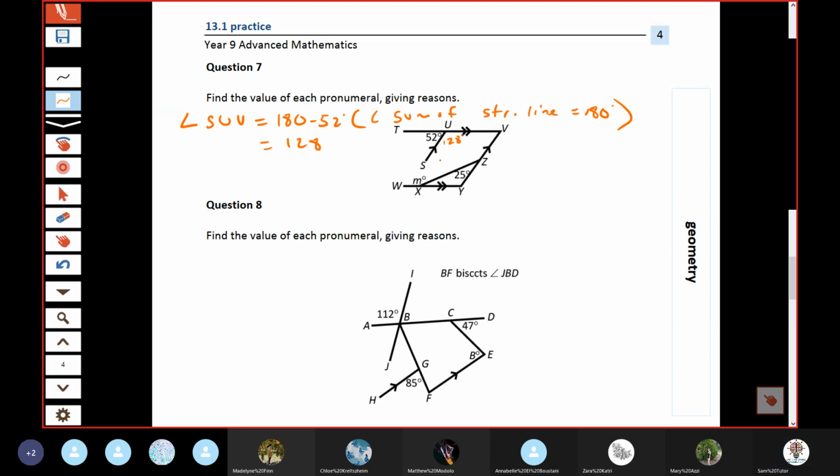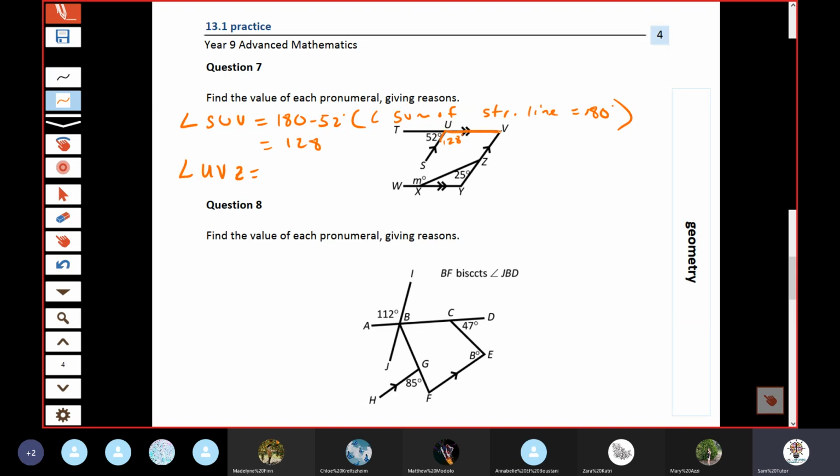What's another thing? Could we do co-interior angles? So you have to tell me which one. Just tell me which angle. I say yes or no. UVZ. Yes. UVZ. Beautiful. You're getting very close.